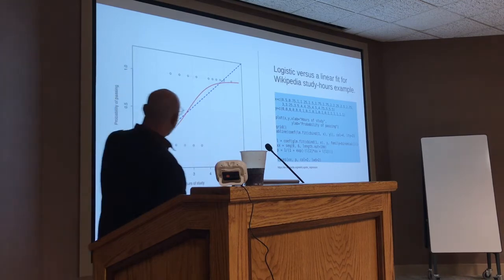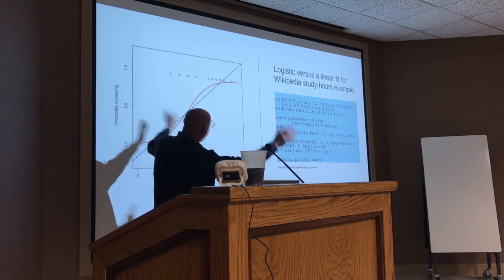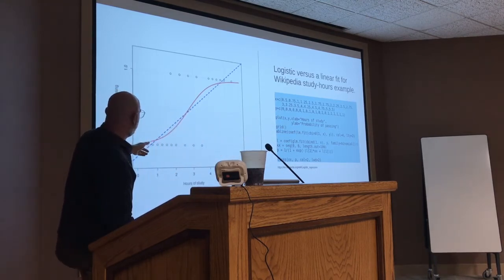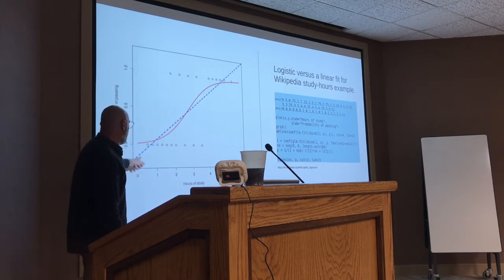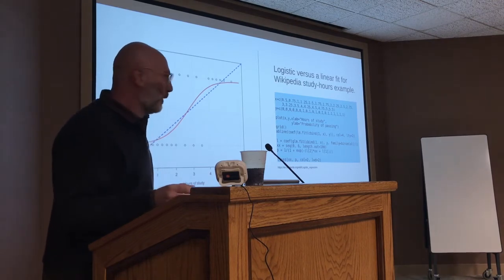You probably all get this, right? I mean, the linear thing is just unconstrained. It can have probabilities greater than 1, which is nonsensical. Similarly, down here, if you only studied for 0 hours, your probability of failure is minus 0.3 or something like that, which again is nonsensical. It's not an interpretable value.